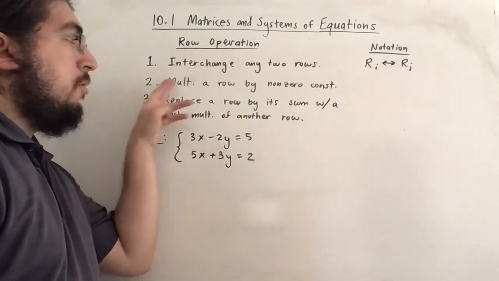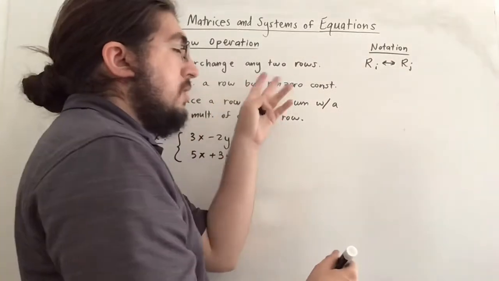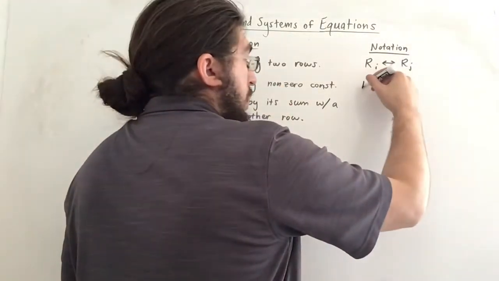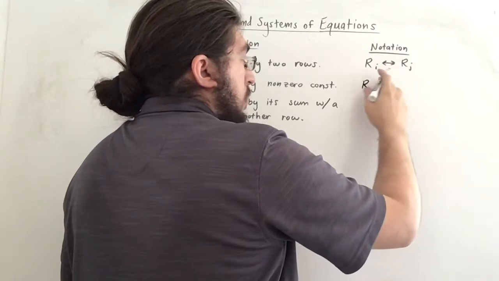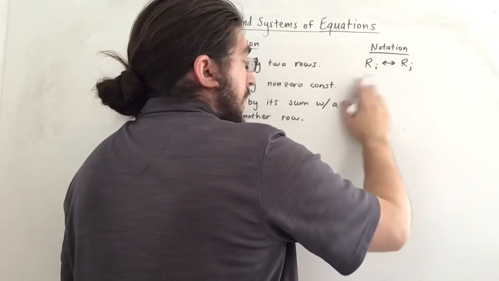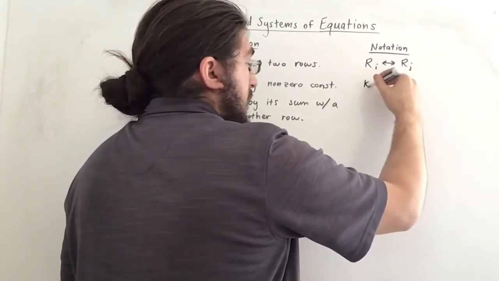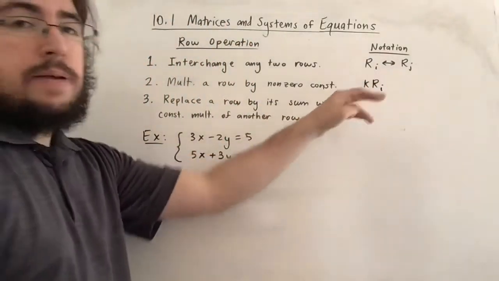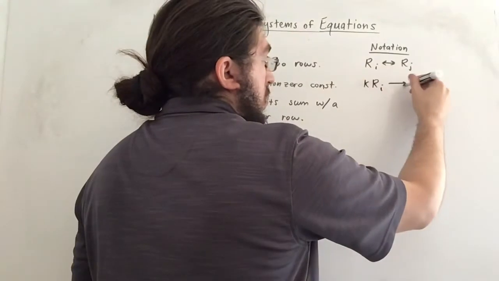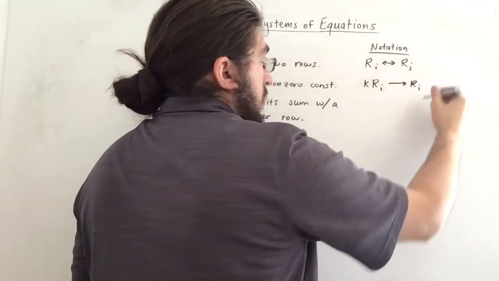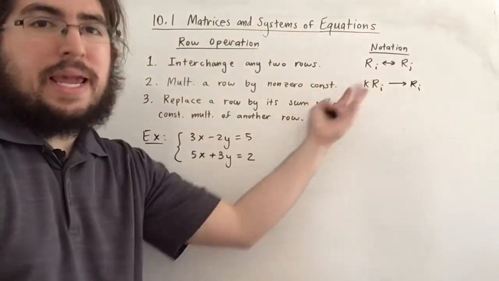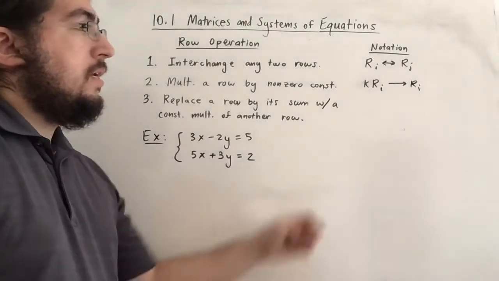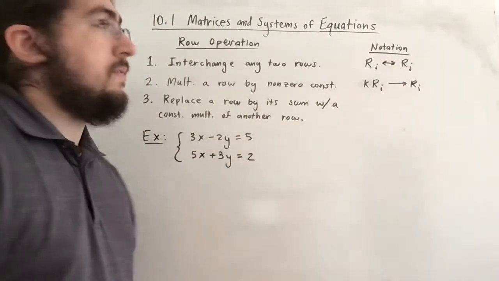Okay, multiplying a row by a non-zero constant would be to replace row, let's say i, by k times row i. Well, we're replacing a row by k times that row is what I meant to say. So the arrow denotes what it replaces.